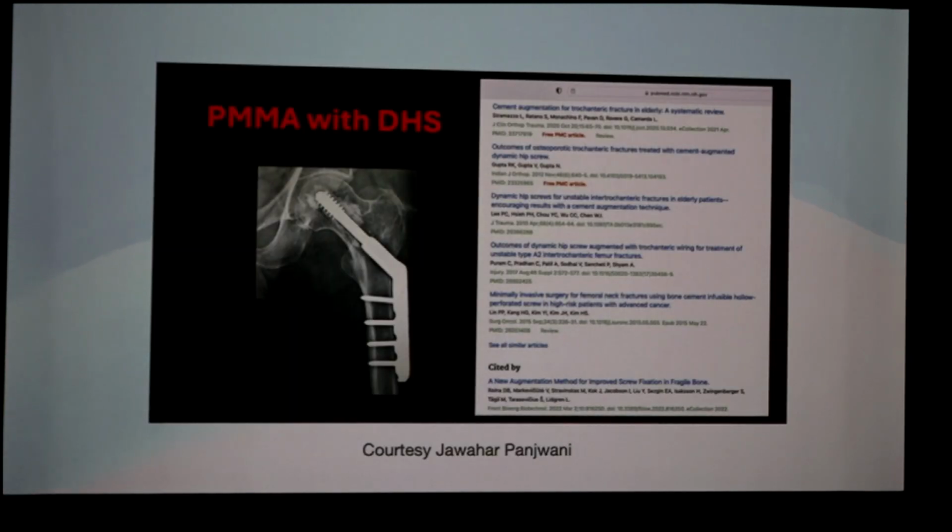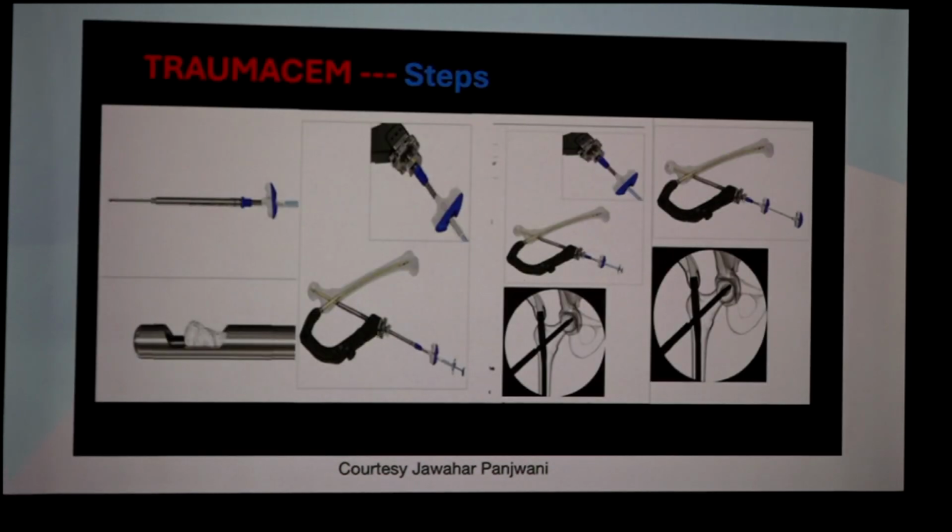This is the next thing. My friend here, Jawahar, uses this, cementing the DHS screw, allowing the fracture to collapse. So the cement is only delivered around the tip of the screw. This is the new thing, TraumaSem. This is for use with your femoral nails.